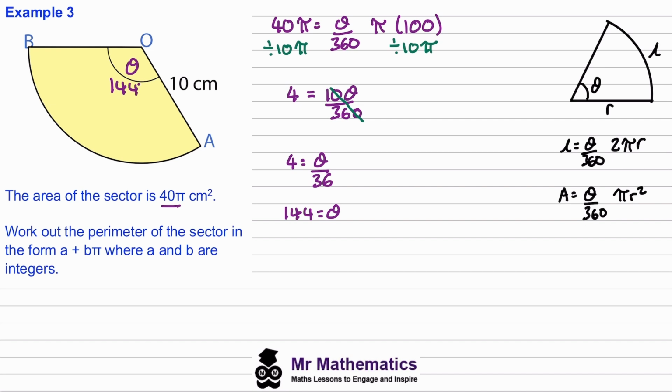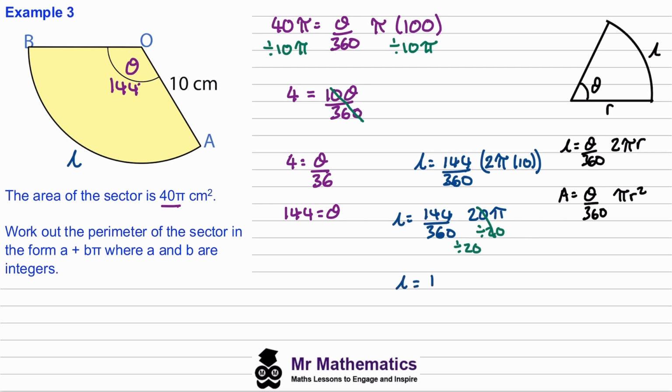So now to work out the perimeter, well, we need to begin by working out the arc length. So L will be 144 divided by 360 multiplied by the circumference. So 2 pi r. We can simplify this as 144 over 360 times 20 pi. If we divide both by 20, then these will go, and we'll get the arc length as 144 over 18 pi.